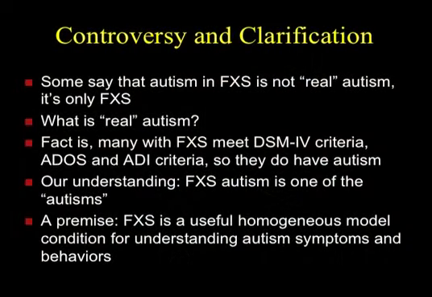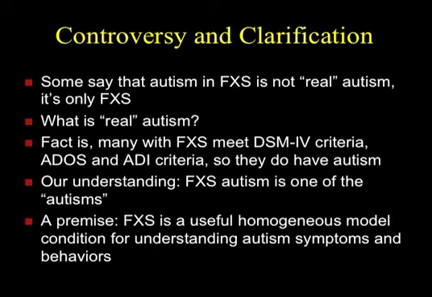So the fact is that although there might still be some controversy about this, many individuals who have Fragile X syndrome meet criteria for autism according to DSM-4 criteria, the ADOS, which is a semi-structured interaction that's part of the gold standard for evaluating autism, and the ADI, which is the Autism Diagnostic Interview, which is done with parents. So our understanding, like I mentioned before, is that Fragile X autism is just really one of the autisms.